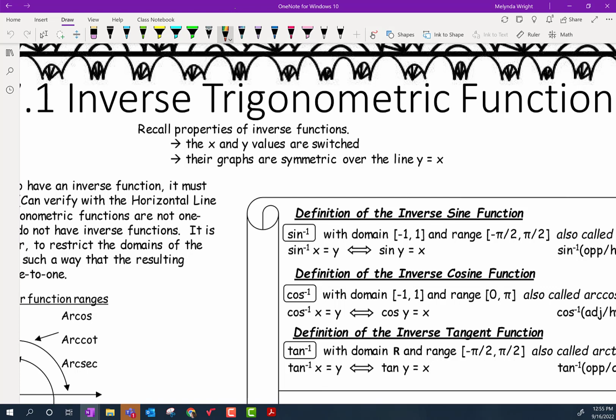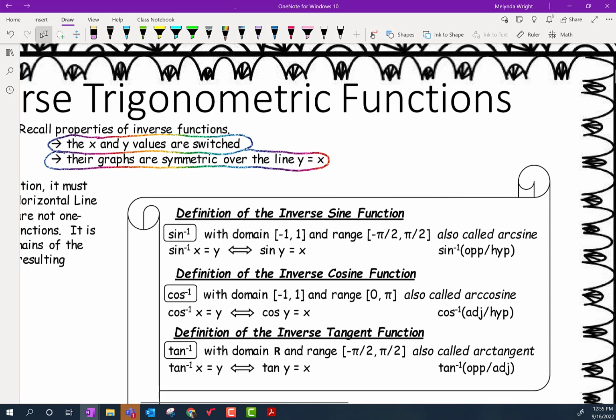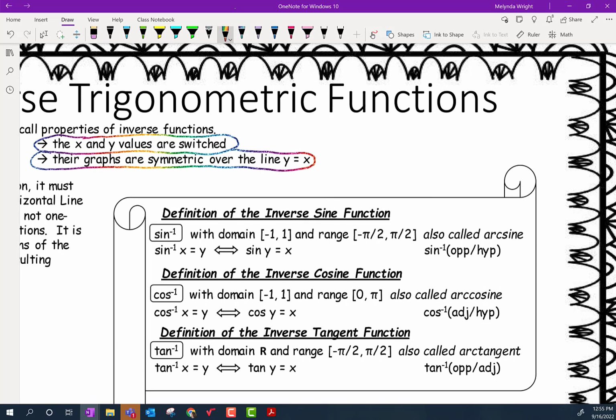What's an inverse function? So the property is we switch the x and the y values. If you remember, that's what we do to get the equation. And the graphs of the function and its inverse would be symmetric over the line y equals x. So let's look at, I'm just going to remind you an example. Let's say we had y equals 3x squared plus 1.